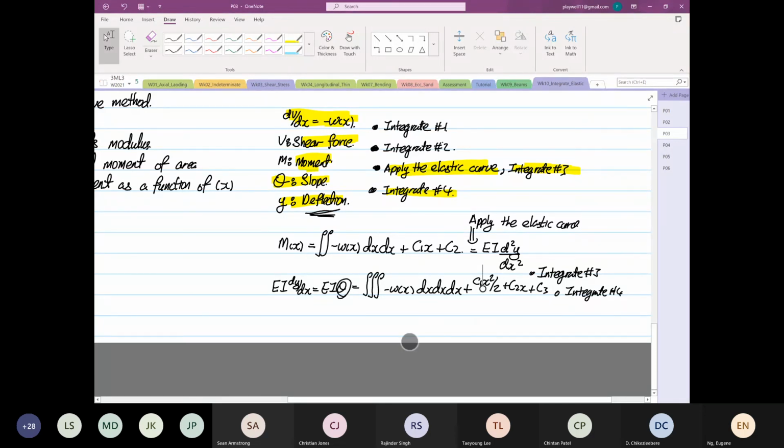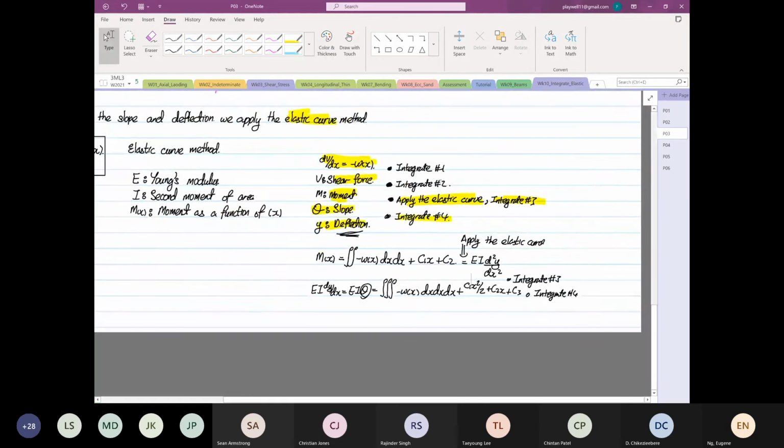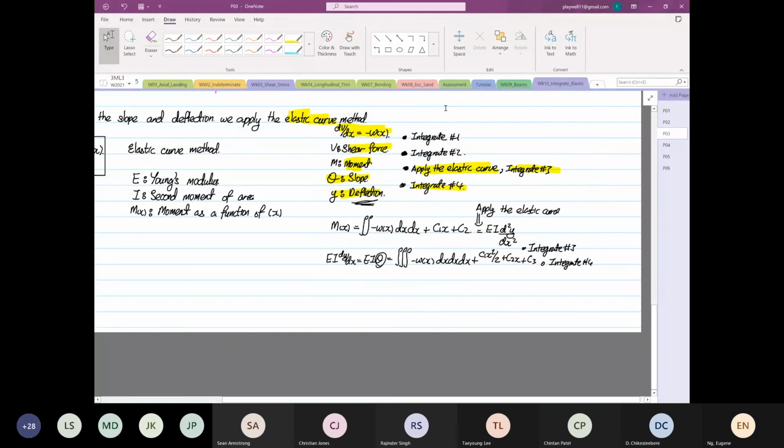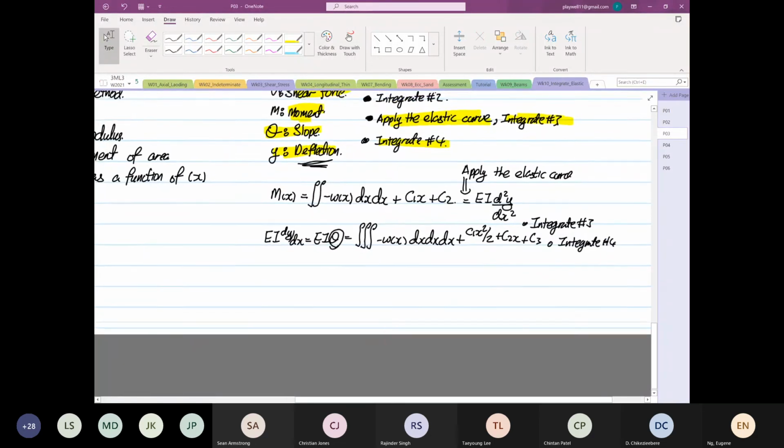And finally, I'm going to move this up. And then finally, we have EI y as a function of x. So we now integrate 4 times.